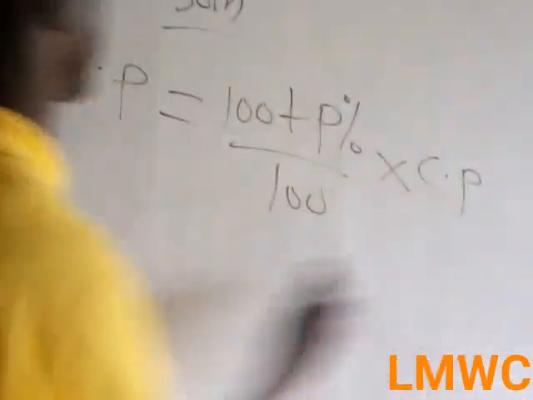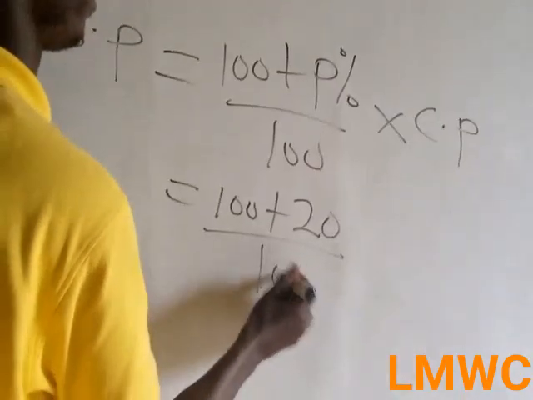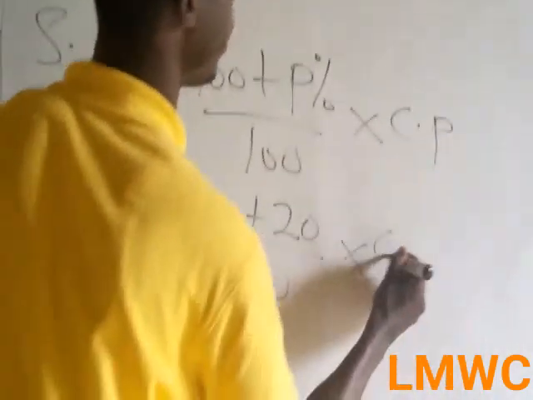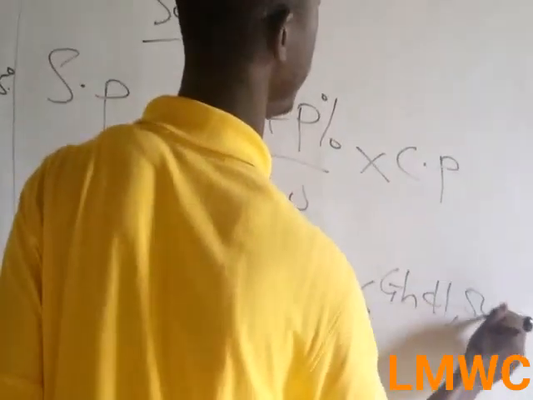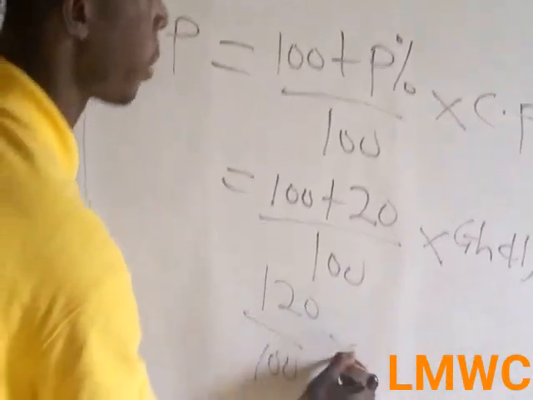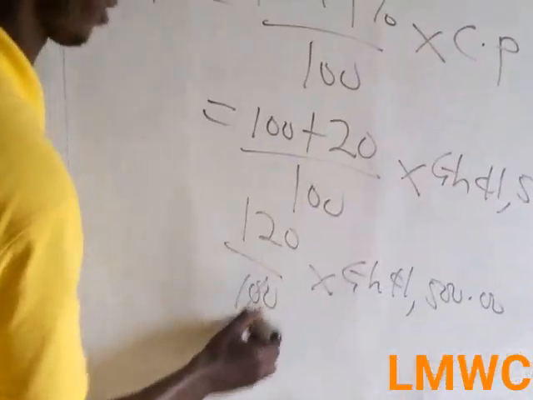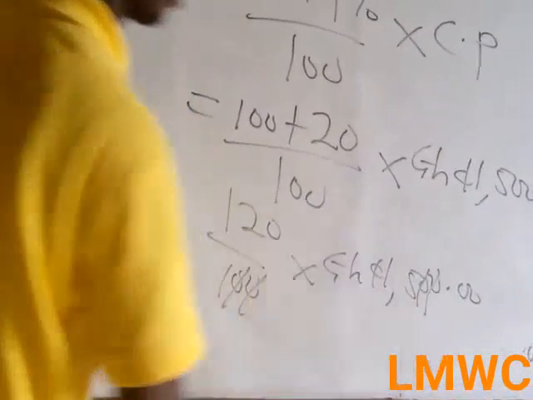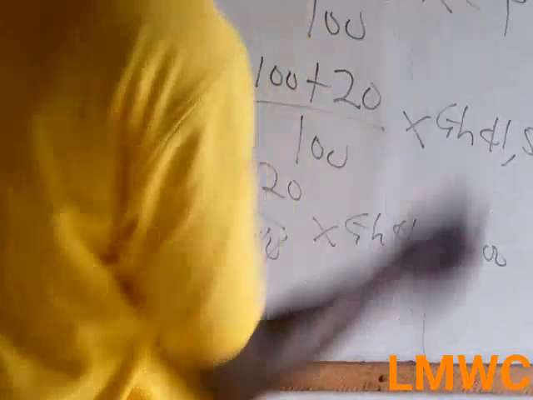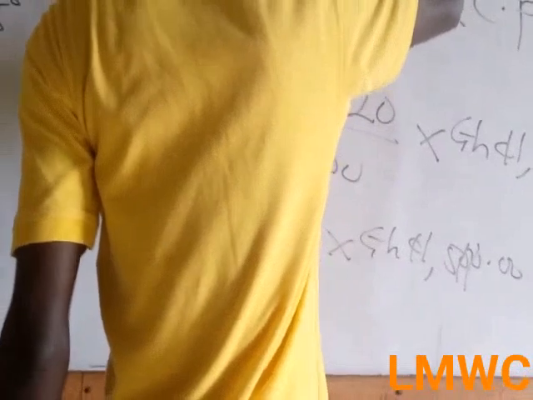It becomes 100 plus the profit percent, which is 20, over 100 times the cost price. We have 1,500 Ghana cedis. So it becomes 120 over 100 times 1,500 Ghana cedis. This will cancel this, and this will cancel this. So we have 120 times 15, and you will get 1,800. You can use your calculator and check.